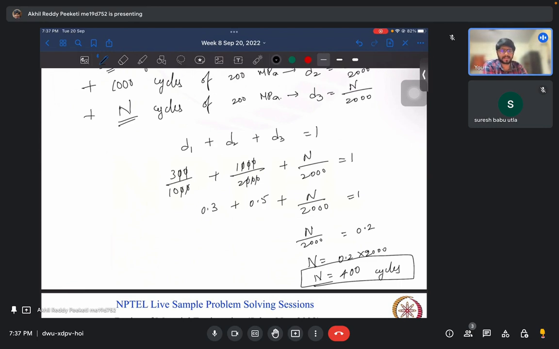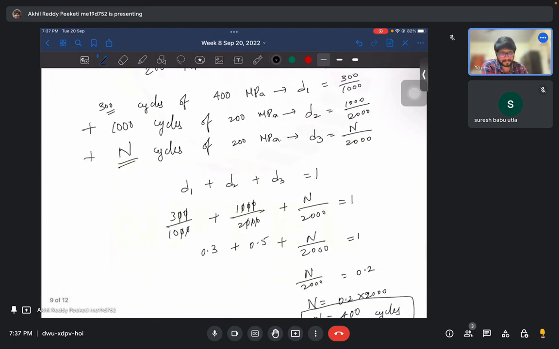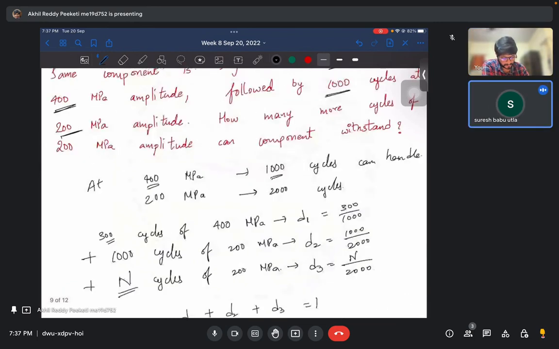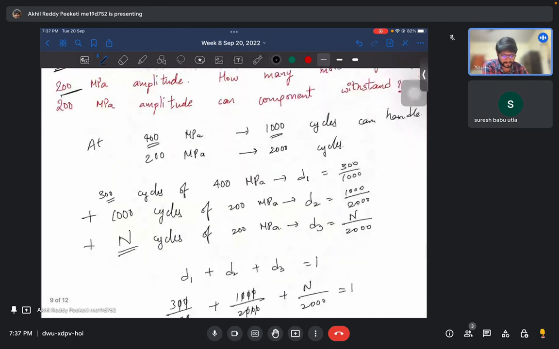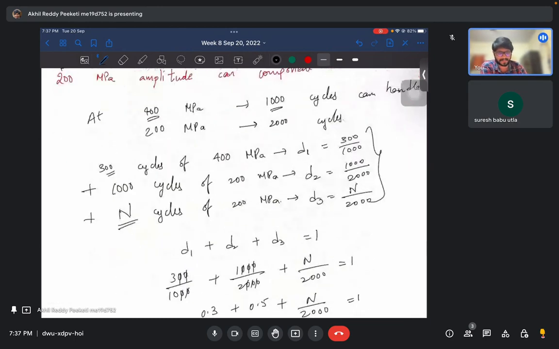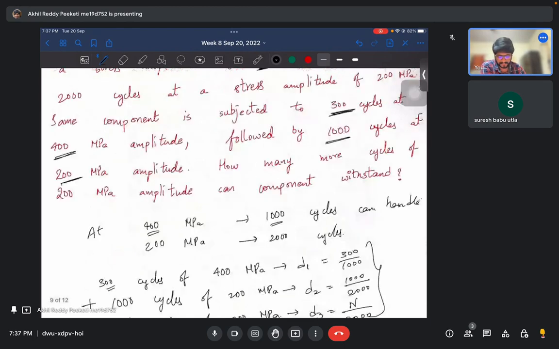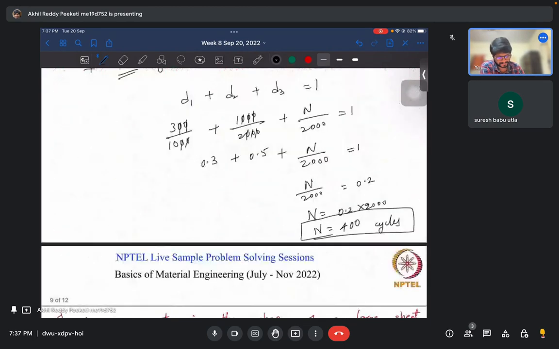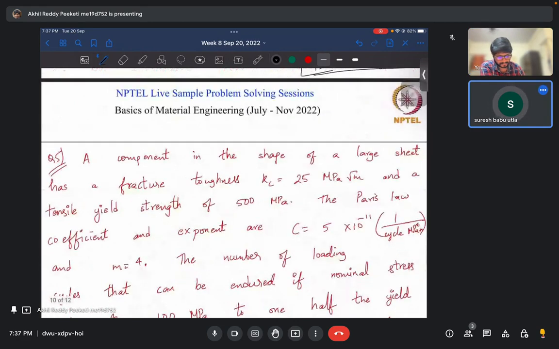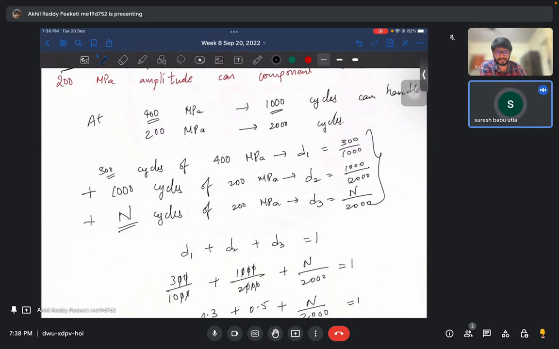So is this clear, Suresh? Yeah. So these kind of questions are very easy to solve. But if you don't know that, you can directly take the damage and add them. Otherwise we don't even know how to go about it. Okay. Yeah. No, there is no other way. This is the easiest way. We just take proportionality. Let's say it can handle 1000 cycles. If you are only doing 300 cycles, the damage for the 300 cycles is 300 by 1000. That's it. A simple relation.